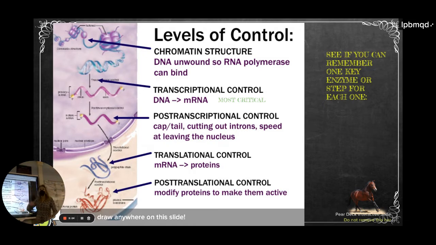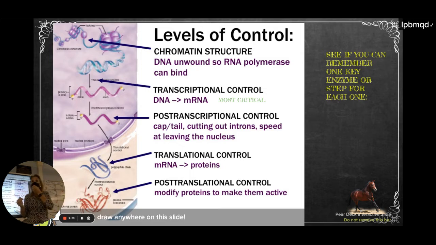Translational control: can the mRNA go out and get on a ribosome? Are the tRNAs free to land on that mRNA? Can you build your protein? Post-translational control is, now I have my protein, my primary structure. I might need to fold it, right? Get it in the right shape for it to do its job.